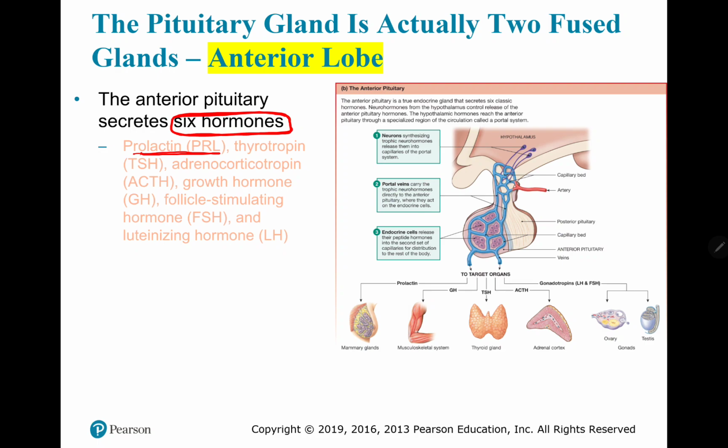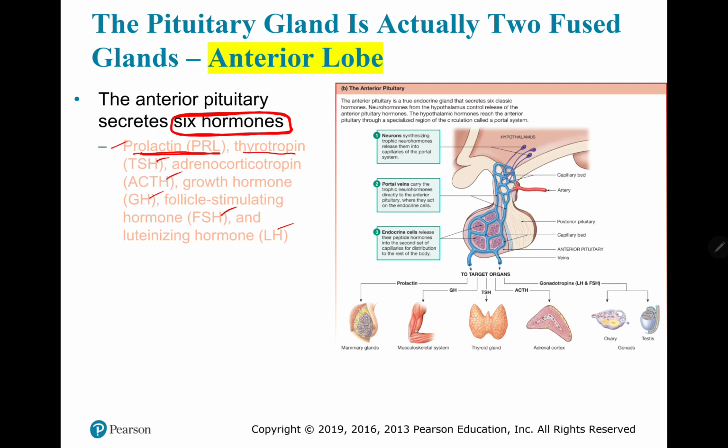Those 6 are going to be prolactin, TSH, right, which is thyroid stimulating hormone, also known as thyrotropin. It's also going to release the hormone adrenocorticotropin hormone, which is ACTH. It's going to release growth hormone, GH. It's going to release follicle stimulating hormone, FSH. And it's also going to release luteinizing hormone, LH.